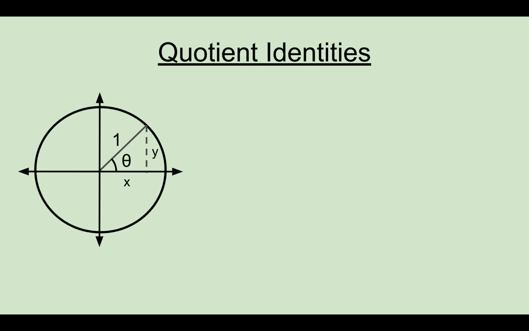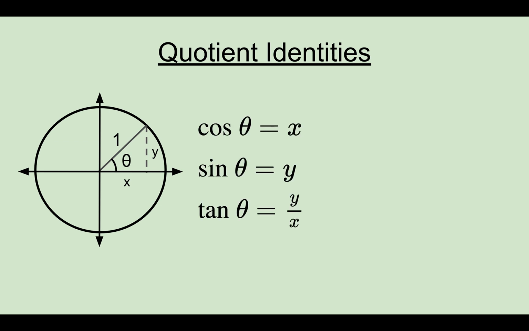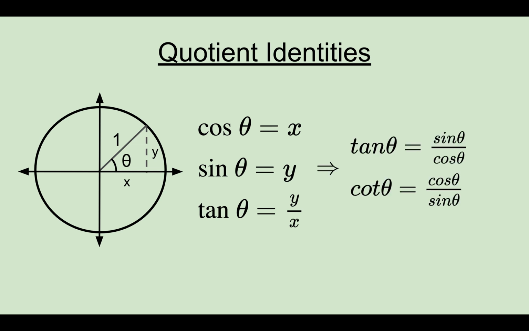Now let's do our quotients. Let's get our unit circle again, and we have our right triangle in the first quadrant. So again we know that cosine theta is x, sine theta is y, and tan is y over x. Well, if we know that cosine theta is x and sine theta is y, we can rewrite tan. Tan theta is the exact same thing as sine theta over cosine theta.